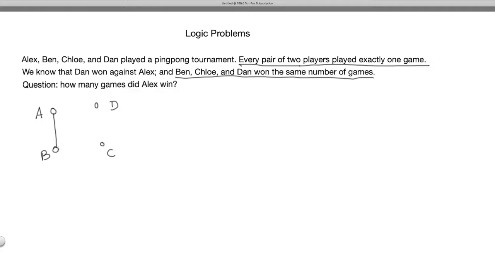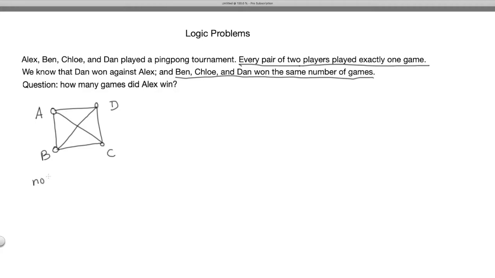And BC is also going to be connected, CD is connected, DA is connected, and as well as AC and DB, because every pair of two players played exactly one game. So we know that all those four nodes are connected pairwise. And we're also going to introduce an arrow on this connection. By the way, this connection we're going to call an edge.